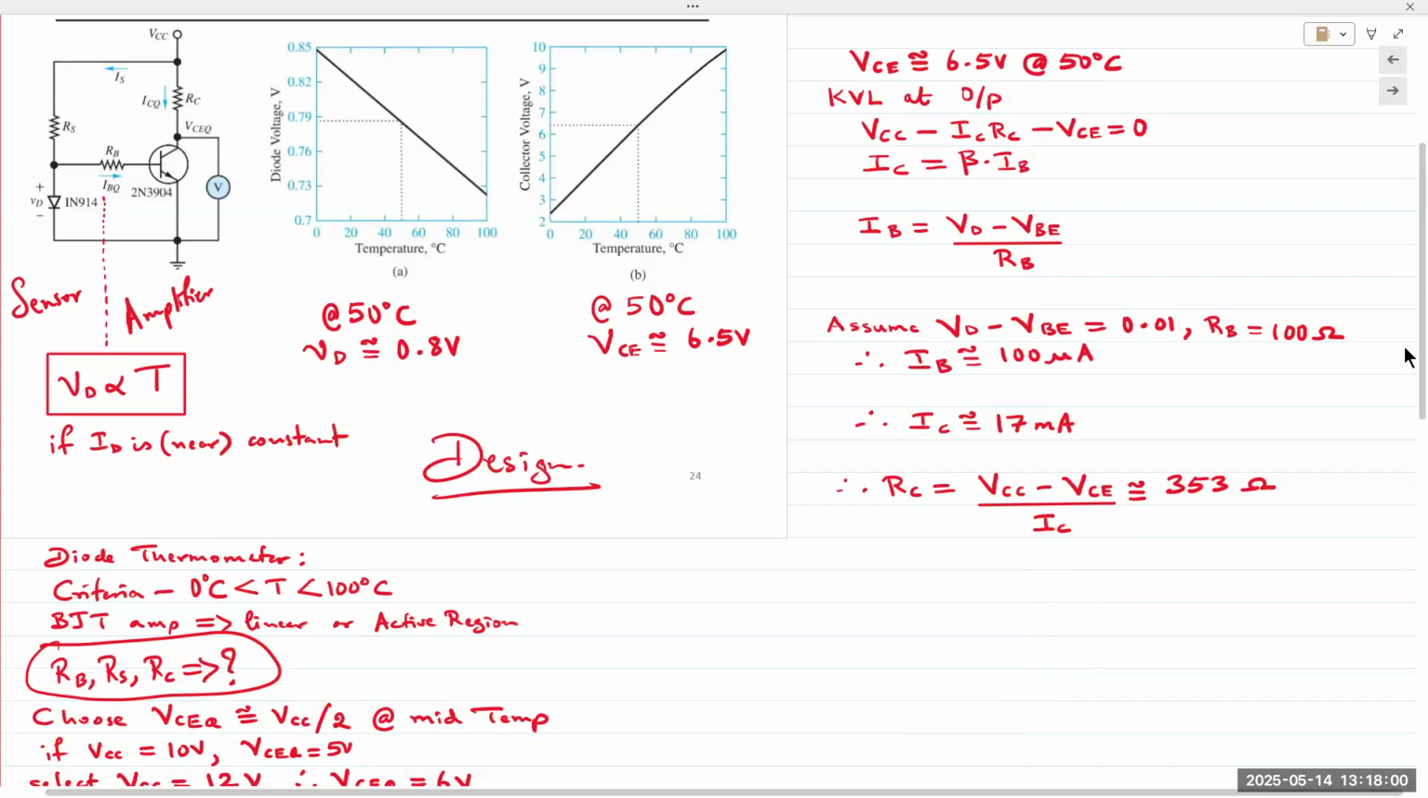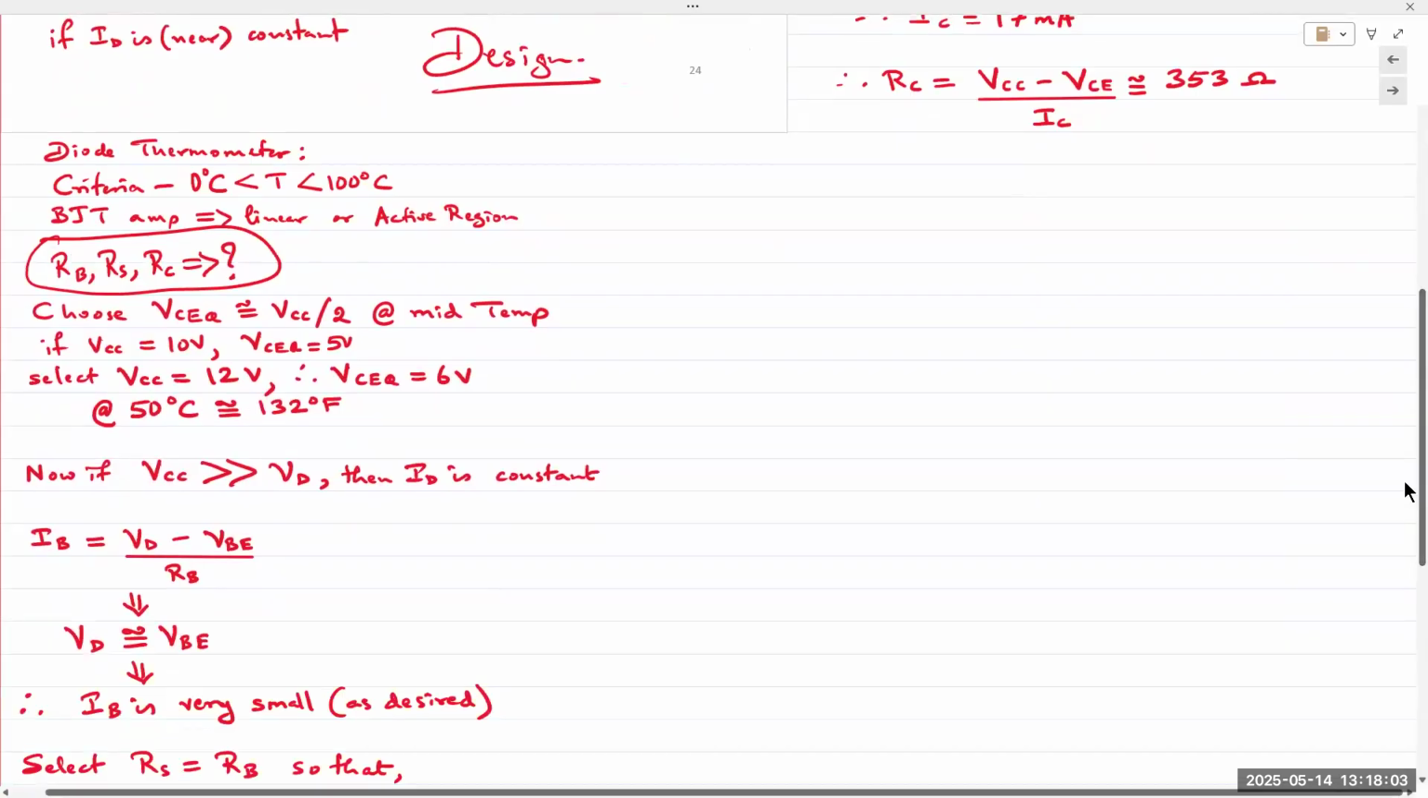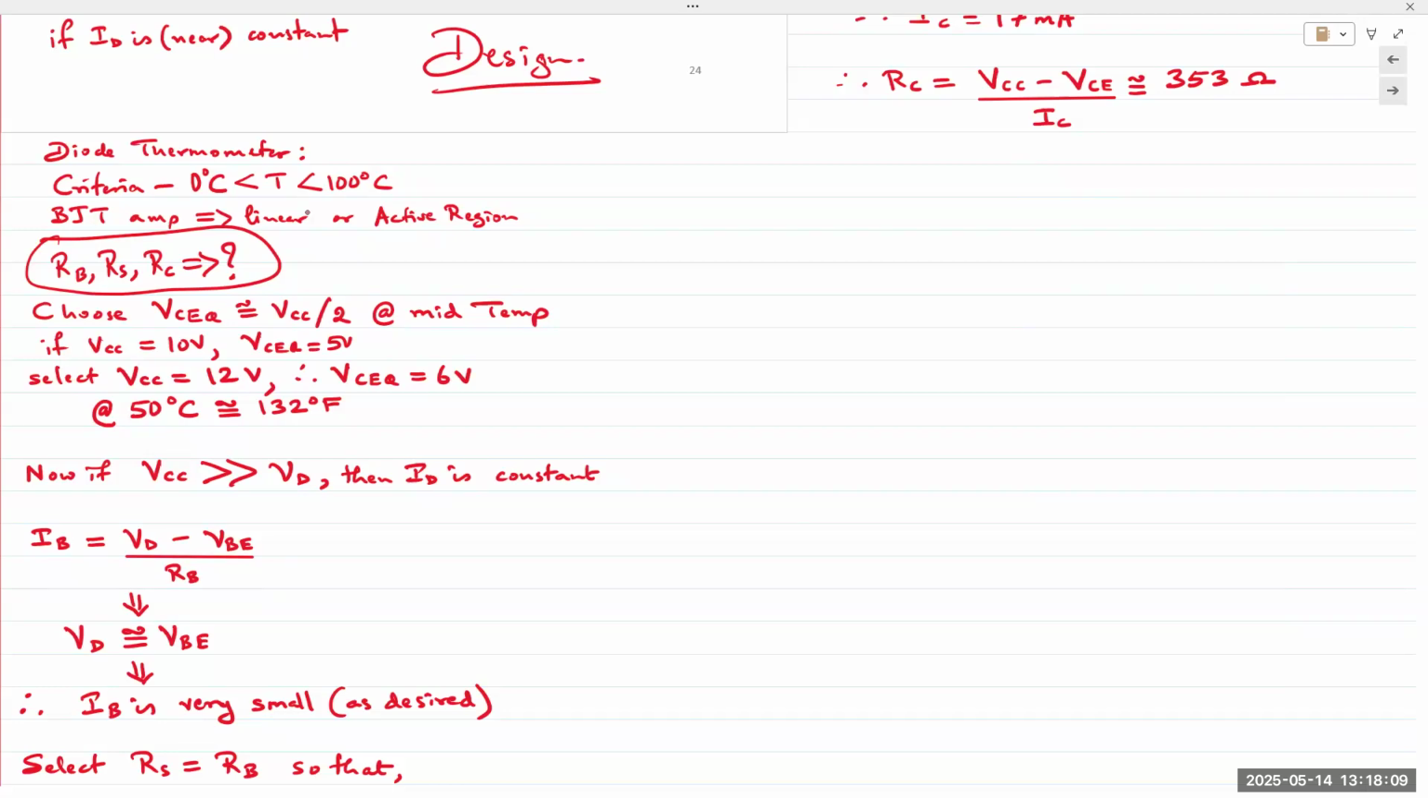The criteria is that the thermometer should be able to function between 0 degrees C and 100 degrees C, which is right here.